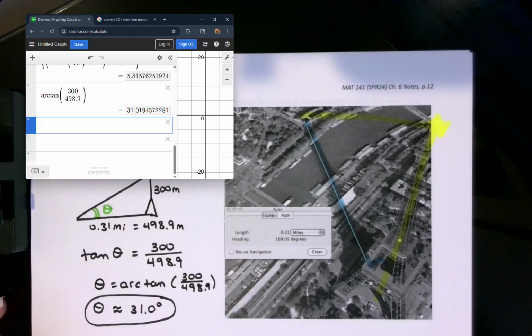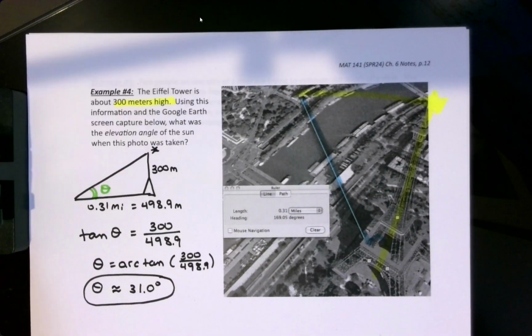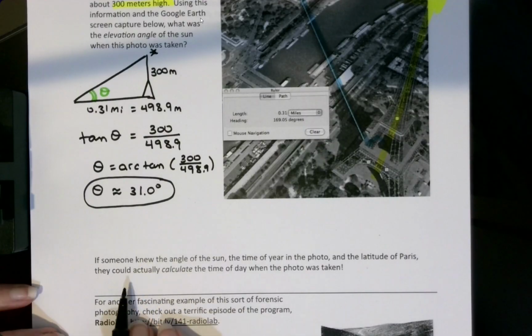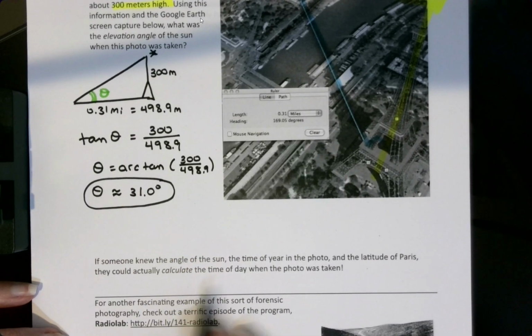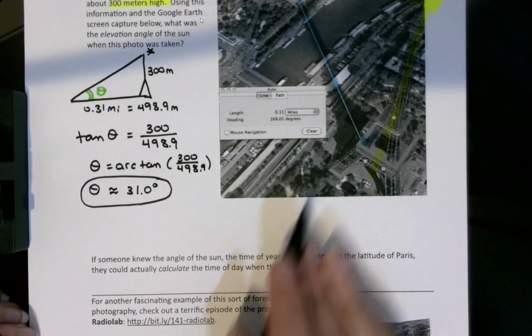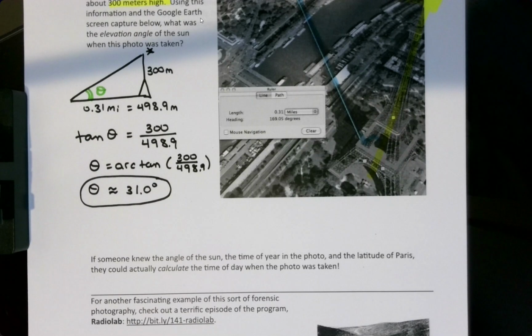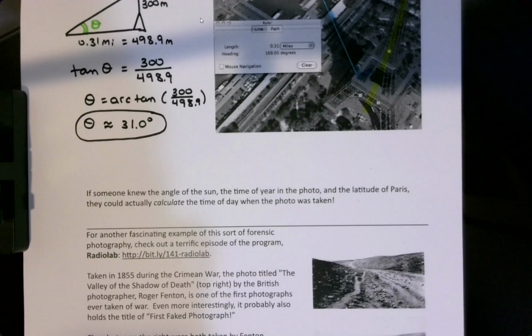Okay. Now, there's just some interesting information at the bottom of the page. It just tells us that if someone knew the angle of the sun, like we just calculated, and the time of year as well as the latitude in Paris, they could actually calculate the time of day when this photo was taken. This is an example of some forensic photography, and there's an interesting article in that link right here.